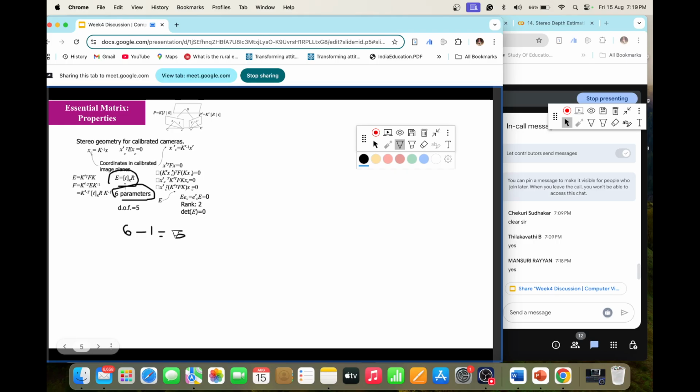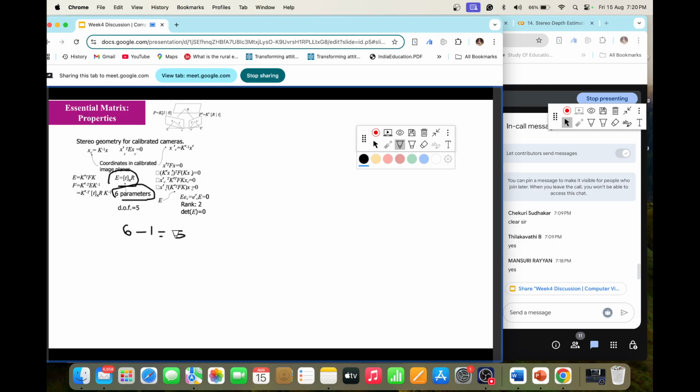In the fundamental matrix we have 9 parameters, minus 1 for scaling, and minus 1 because the determinant of F will always be equal to 0. That is why the degree of freedom of a fundamental matrix is 7. Here, for the essential matrix, we have 6 parameters, 3 for translation and 3 for rotation.